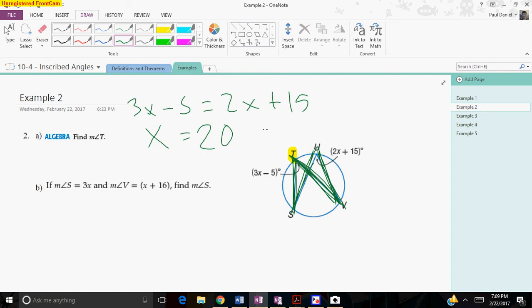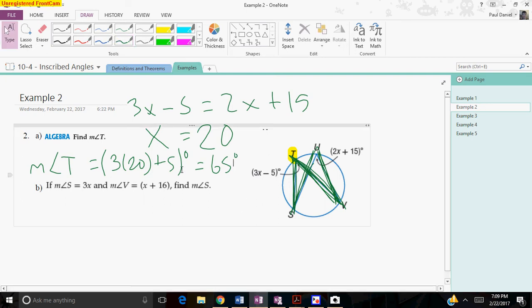So to find the angle T, the measurement of angle T is going to be equal to 3 times 20 plus 5 degrees, or 65 degrees. Alright, next, angle S. If I know angle S is 3x, and I know that angle V is x plus 16, I'd like to find the measurement of angle S. So again, here we are.